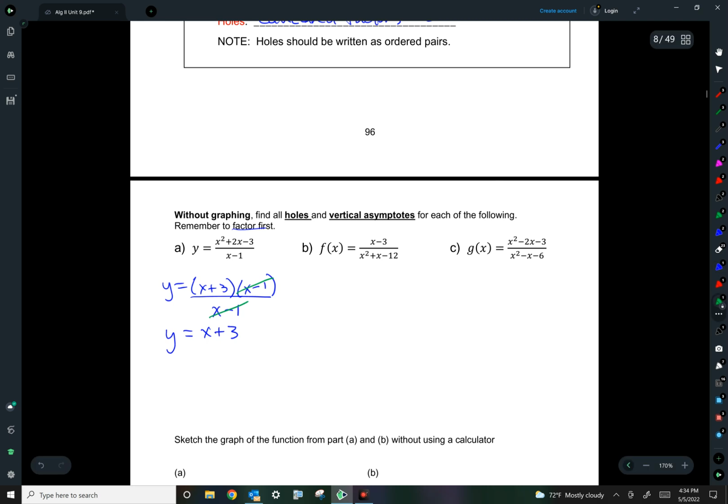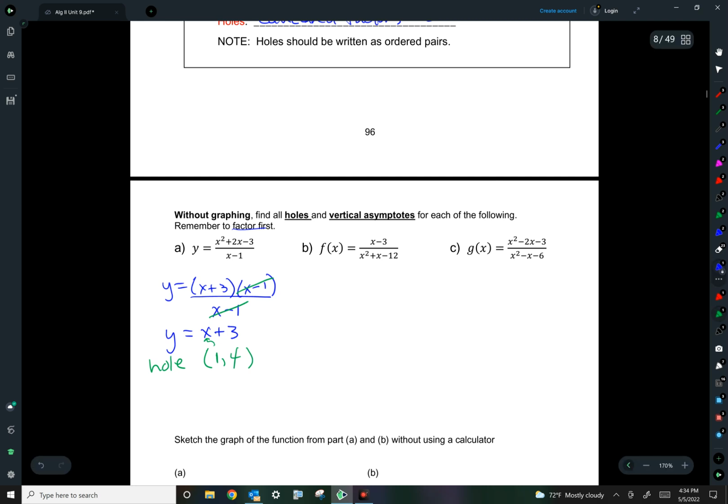Because the x minus 1's canceled, that means there's a hole when x equals 1, because that's what would make that canceled factor equal 0. But how do I find the y value for my hole if I don't have a graph? Well, if I know that x is 1, just plug 1 in place of x in your equation. Then y is 1 plus 3, so the y value is 4. Okay, so that's my hole.